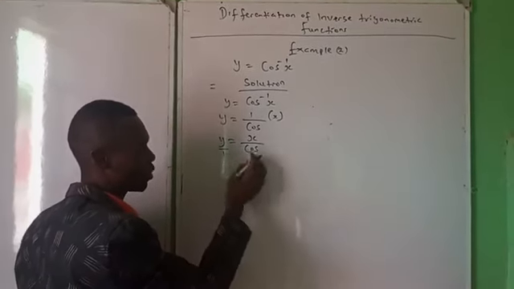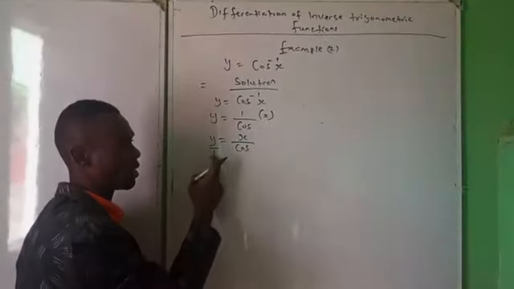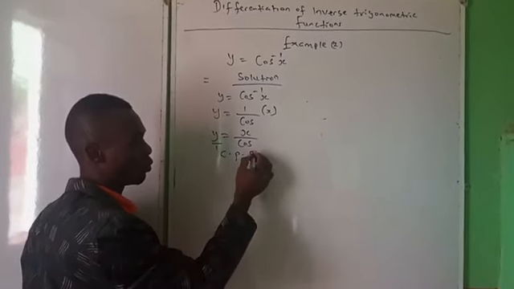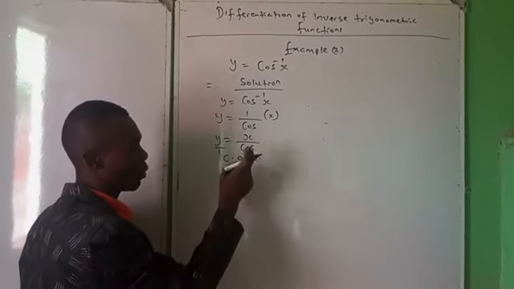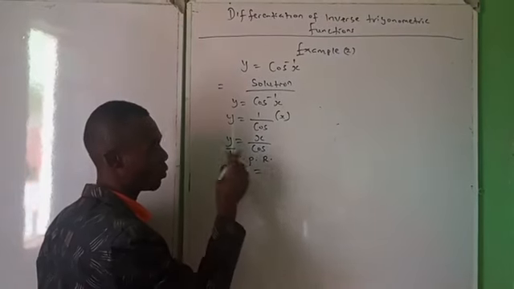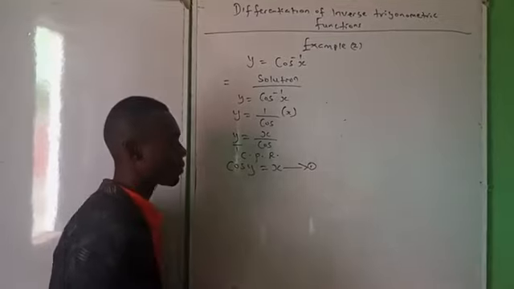Now cross multiply. This will carry this and this will carry this. That means cross product rule. Cross multiply: cos times y is going to be what? Cos y is equal to 1 times s, which is s. You can call this equation 1.